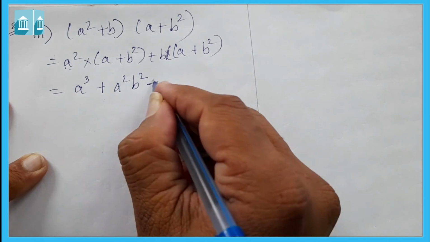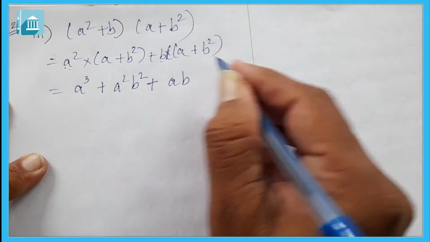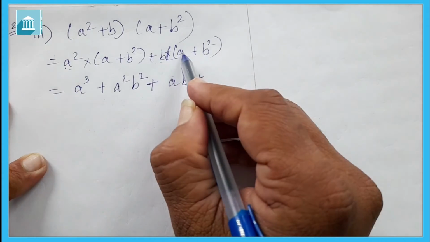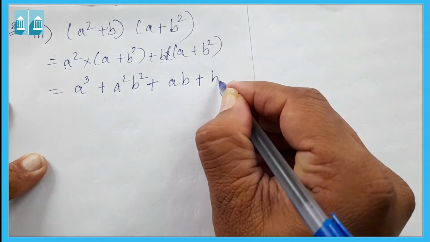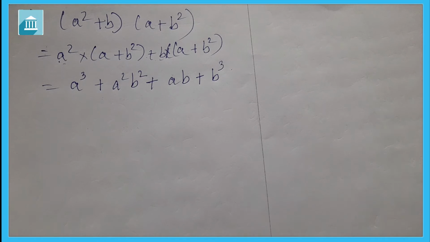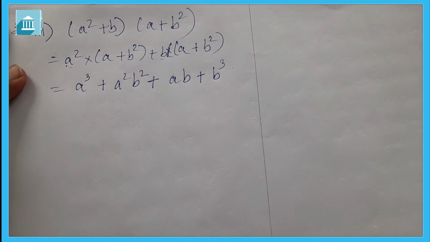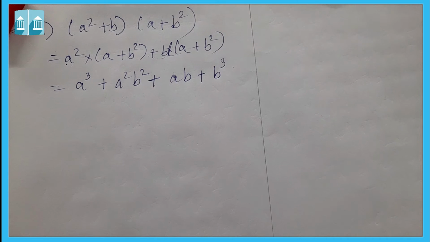Now plus B into A, that is AB, plus B into B square, that is B cube. Now here no like term is there, so we can say that the answer is A cube plus A square B square plus AB plus B cube. So in this way we can do the third one of question number 2.